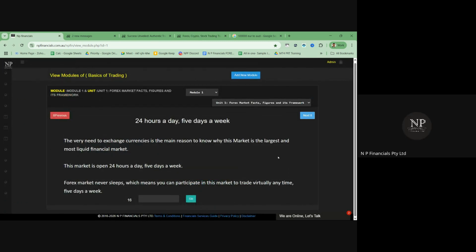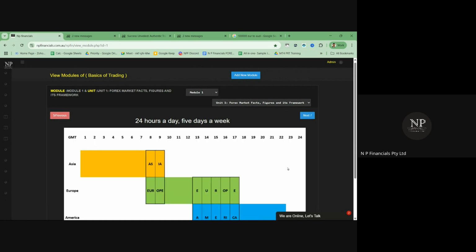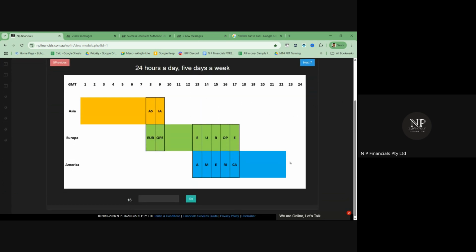Generally, they say 24 hours a day, 5 days a week. There is a very big need to exchange currencies, and that is the main reason why this market is the largest and most liquid in the financial market. As you saw, this market is open 22 hours. You could have asked this question: why is there no color here? Because for the last 2 hours, all the banks across the globe are closed. No one is opening at this time.